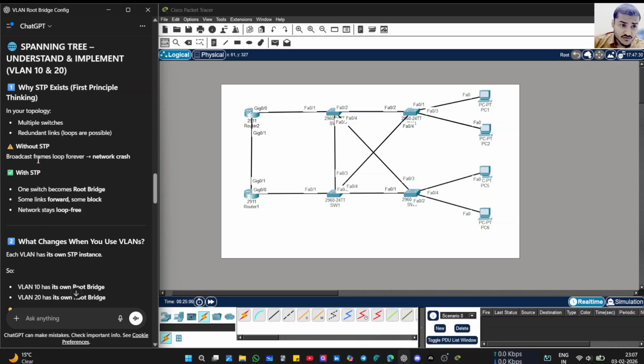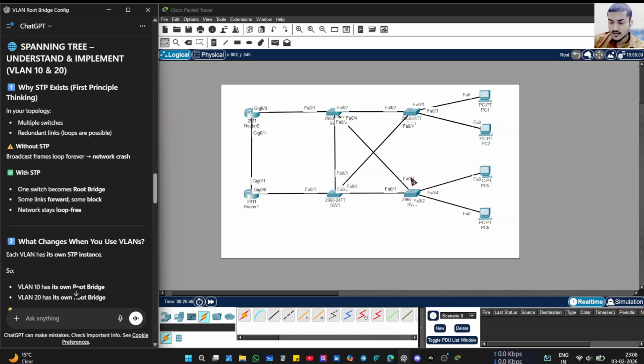In your topology we have multiple switches and redundant links, that's why we are doing all this. Because redundant links are there, loops are definitely possible, so we implement STP to prevent these loops. As you can see, there are no indicators, link lights are not there, so you can't guess where the root port or designated port is.